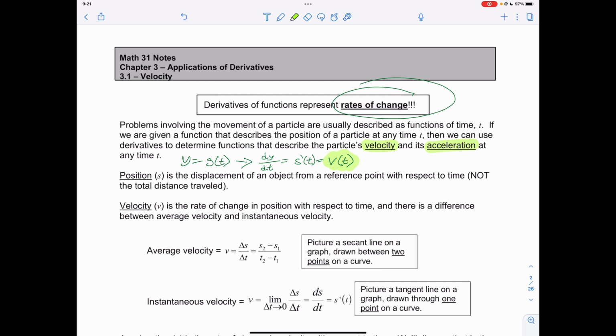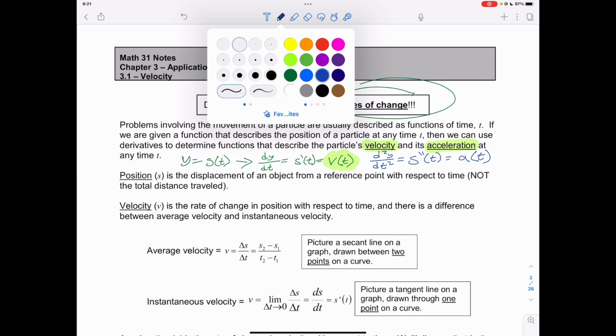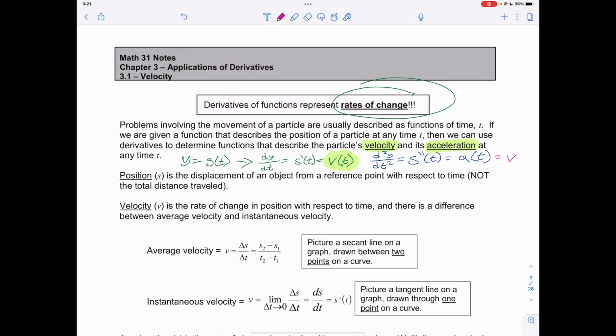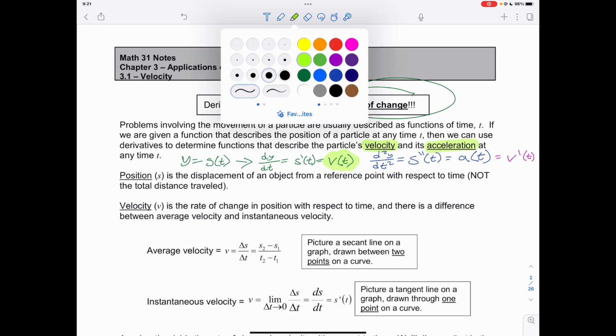We can also state that the second derivative is going to give me my acceleration as a function of time. So the derivative of our velocity literally is acceleration.